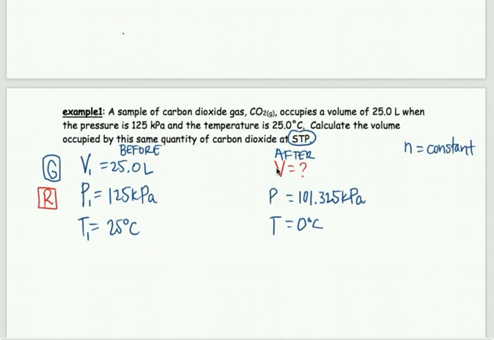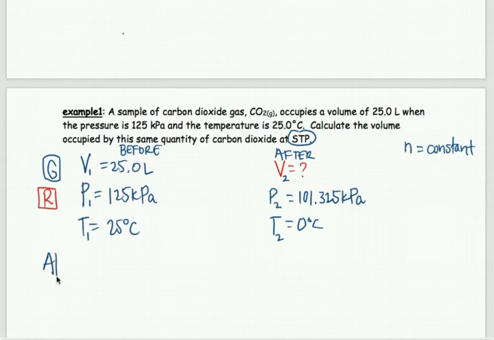And then we change the conditions. So now I took the pressure and changed it to 101.325, and I changed the temperature to 0 degrees Celsius. Now what happens to the volume when I make those changes? That's what we have to find. Think of this as the initial, and these are the second, the new temperature, pressure, and volume. So we have to figure out this new volume.